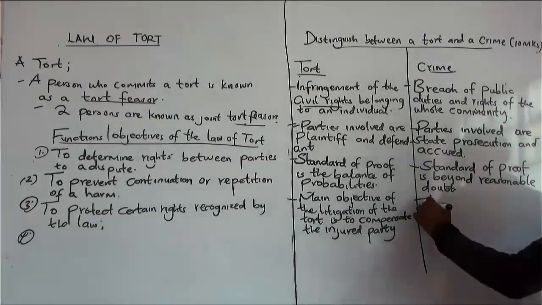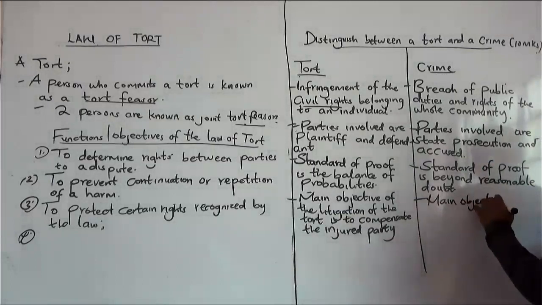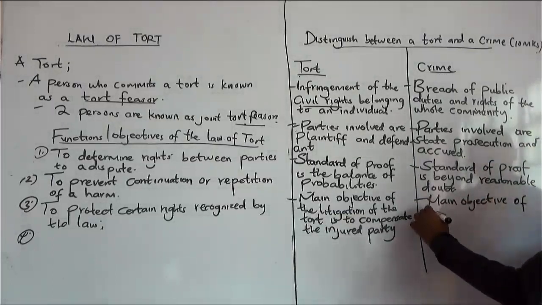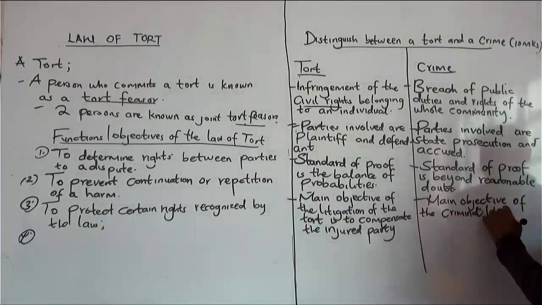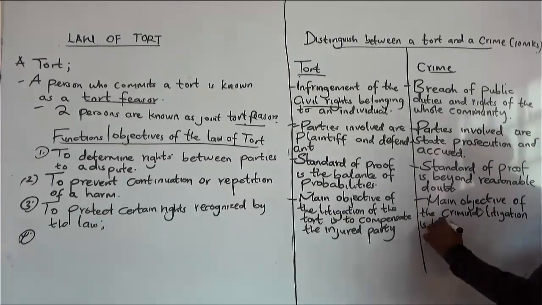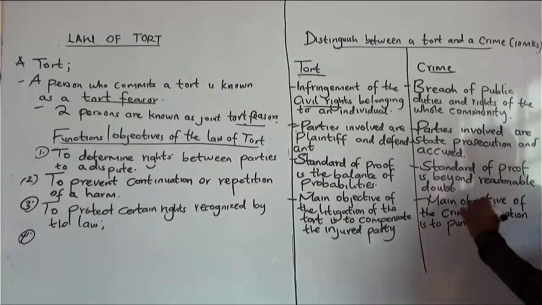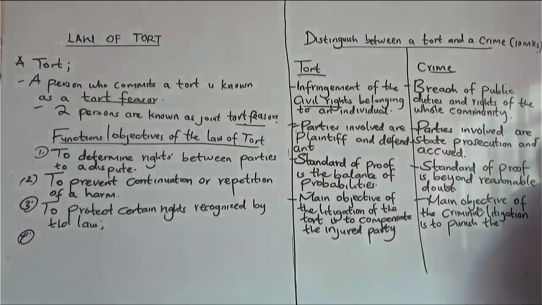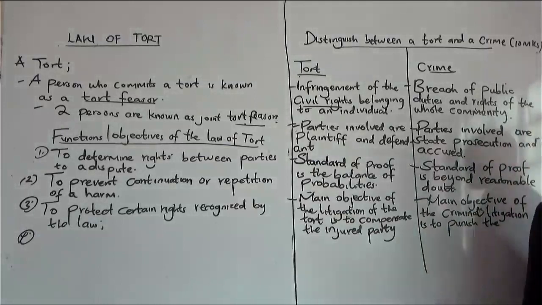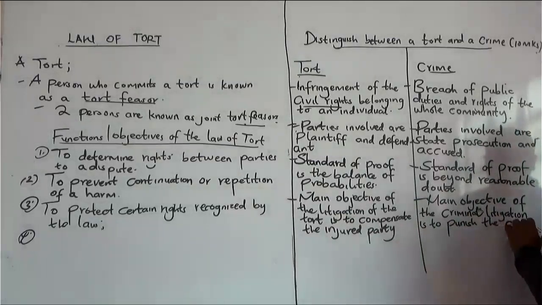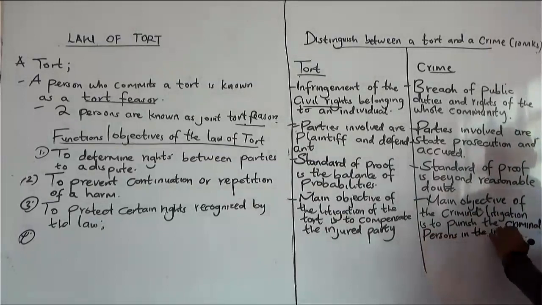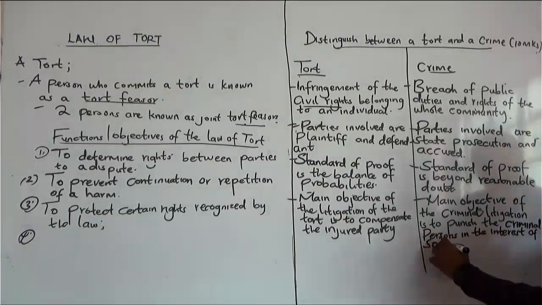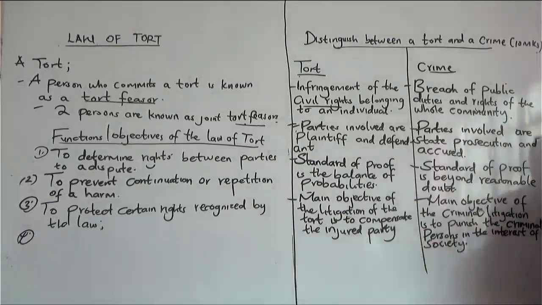The main objective of the criminal litigation is to punish the criminal persons in the interest of the society. The interest of the society is to punish in the interest of the society.